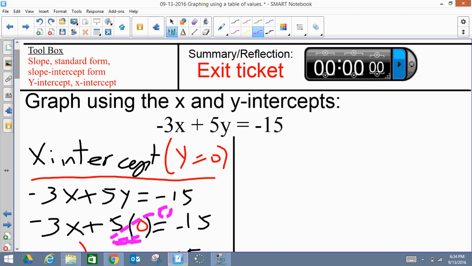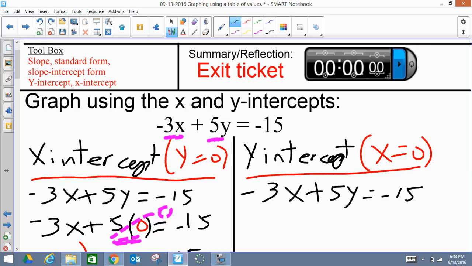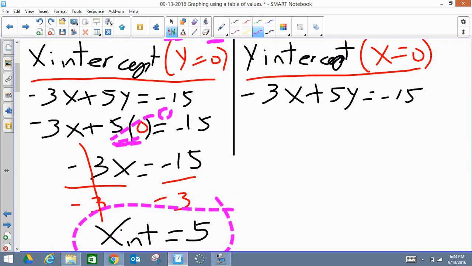I'm going to do the same process and find my y-intercept. If I'm looking for my y-intercept, I make the other variable 0. Remember, I have x and y. So if I'm looking for the y-intercept, I need to make the x 0. Let's write it down. I'm going to write the same equation, negative 3x plus 5y equals negative 15. When I get to the x, instead of the x, I'm going to write 0.